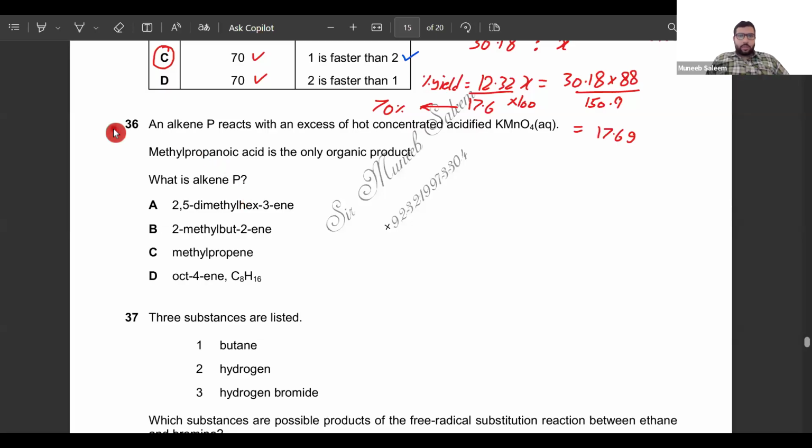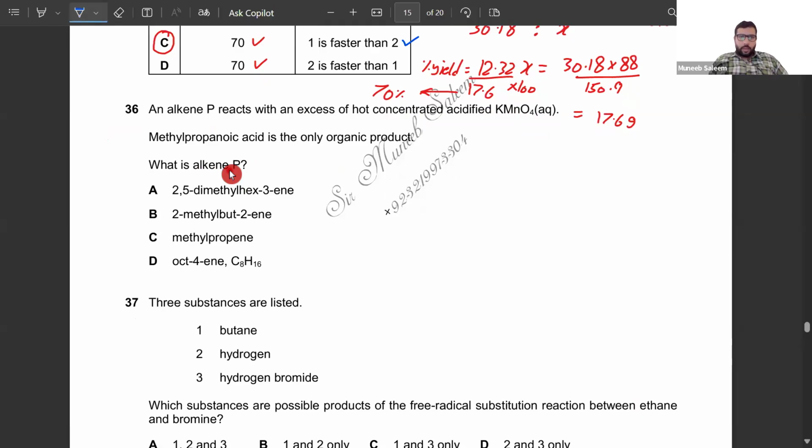Now the next question is question number 36. It states that an alkene P reacts with an excess of hot concentrated KMnO4, and this is the only product formed as a result of this reaction. We have to tell which compound is alkene P. We have the given options, and we have to find the answer from them. For this purpose, we need to understand what kind of reaction occurs between concentrated acidified KMnO4 and the alkene in the given compounds. So let's start.